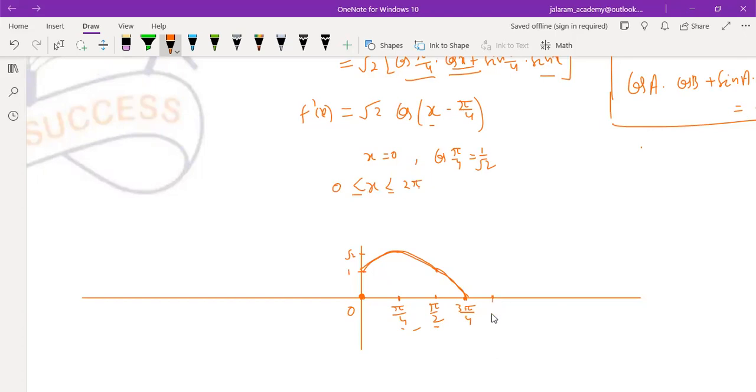Then the next is pi. The next multiple of pi by 4 is pi. And what will be the value at pi? Pi minus pi by 4 is in the second quadrant, so it is minus root 2, and when we multiply it by root 2 it will be minus 1. Next is 5 pi by 4.